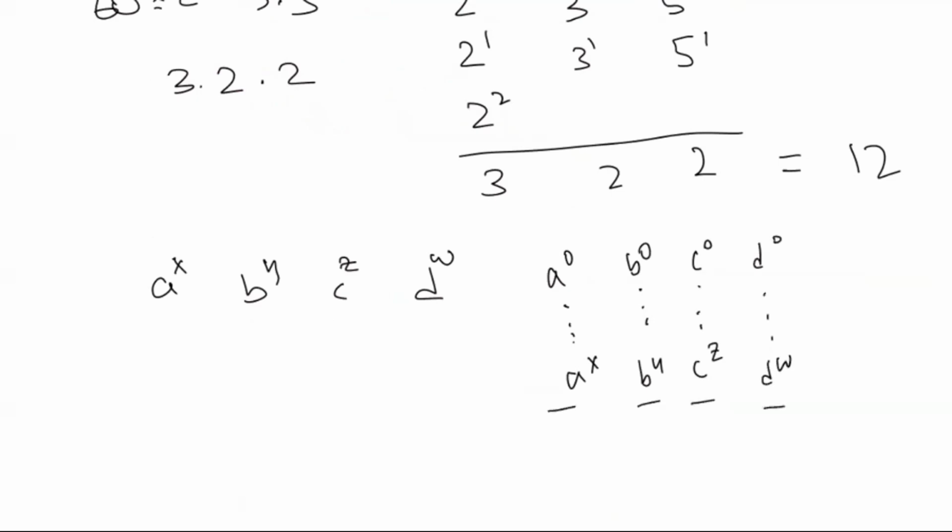So here there's going to be X plus 1. Here there's going to be Y plus 1. Here there's going to be Z plus 1. And here there's going to be W plus 1.